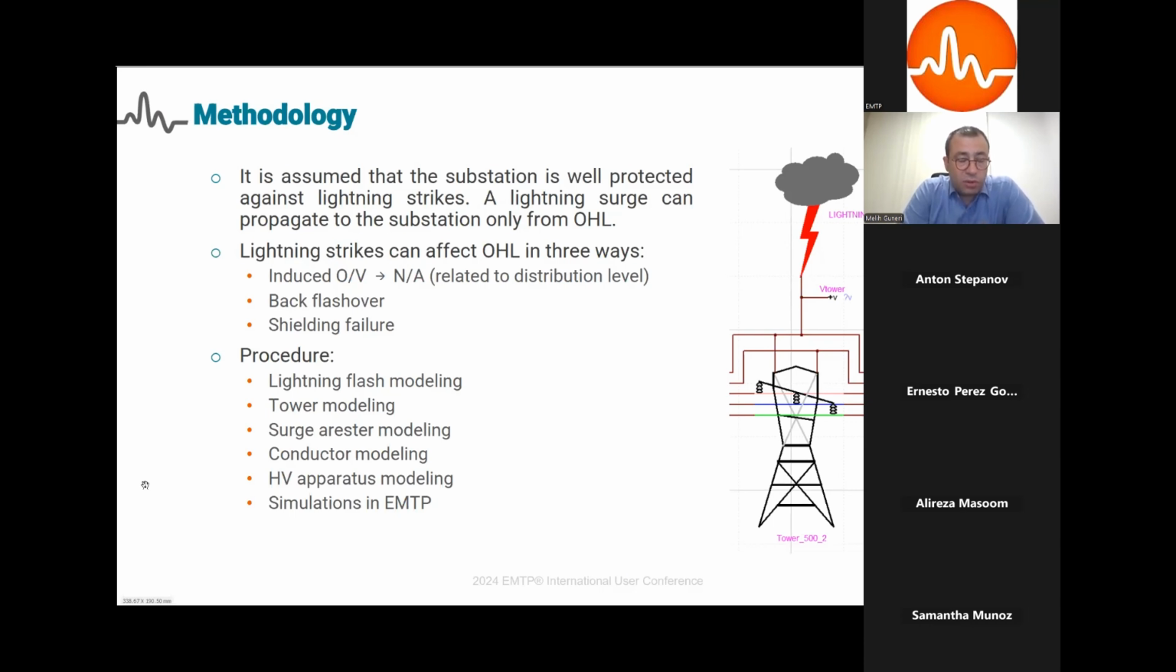And the procedure for the study is that, firstly, we modeled the lightning flash, which is probably the most important parameter of an analysis. Then we modeled the other components like tower, surge arrestor, conductor, HV apparatus, etc. Then we applied simulations using EMTP. Then we evaluated the results of the simulation.